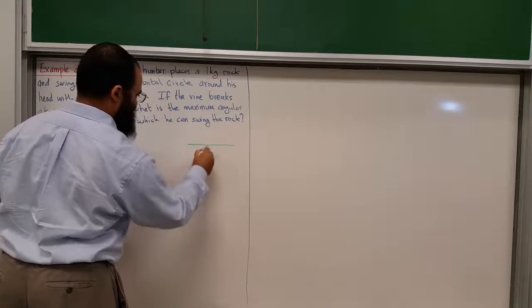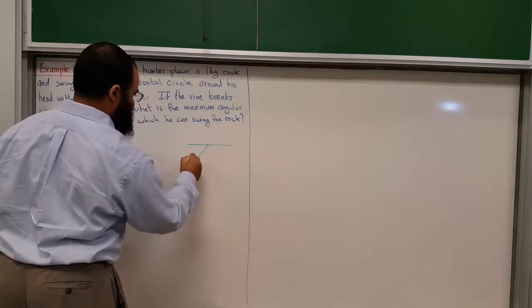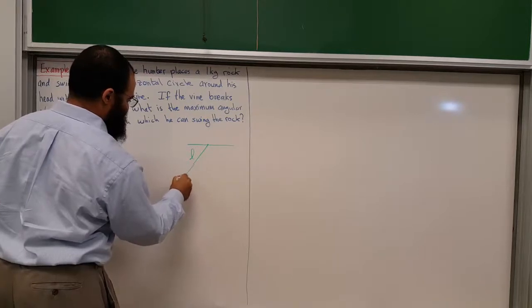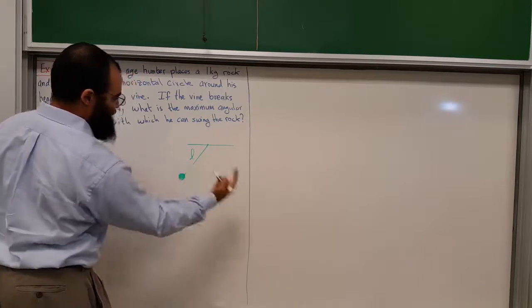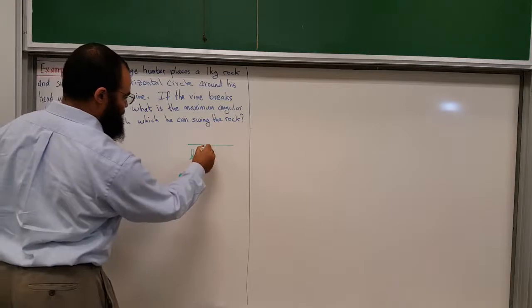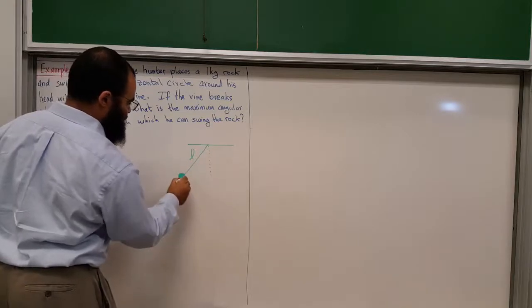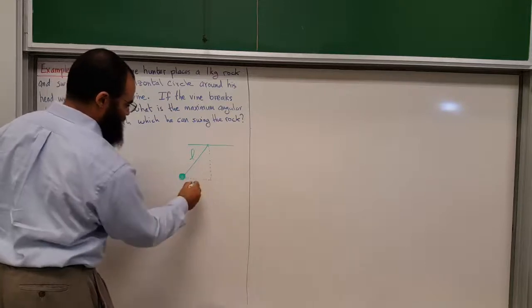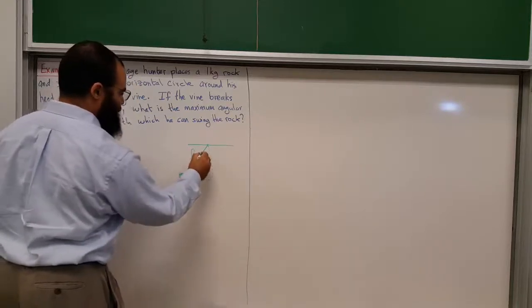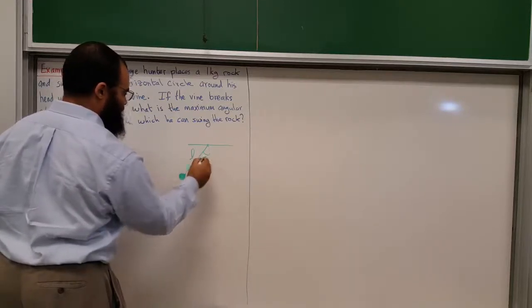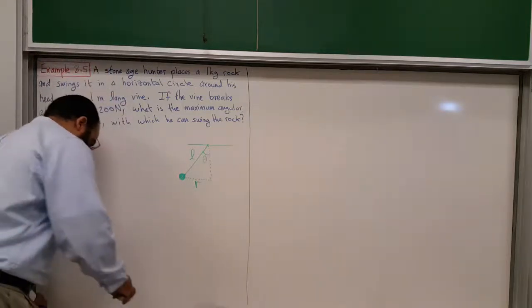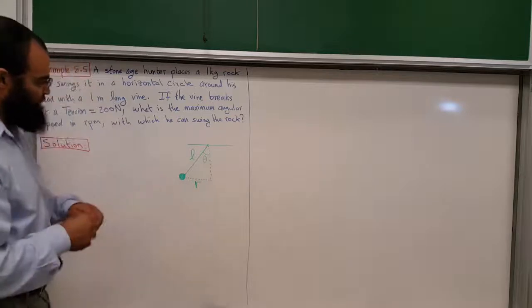So it's tied here. This is length L. And this is the mass, and the mass is going around the circle. It's going around like that. This is a circle of radius r, and this angle here, let's call it theta. What are the forces involved here? What are the forces on this mass?